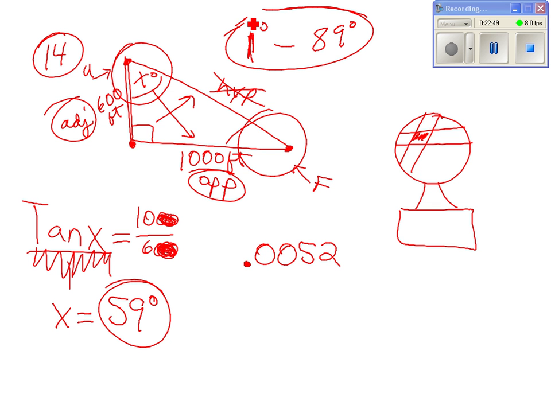Now, does that mean just because you got 59 degrees that it's exactly right? No, but it's not a silly answer. It's not just some ridiculous answer that I'm going to look at and say, what in the world? And then probably come back to you and say, all right, Austin, how in the world have we ever dealt with an angle like that?